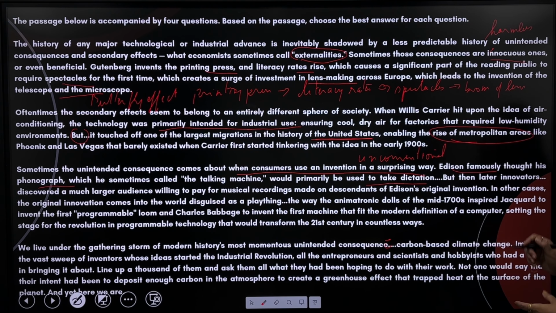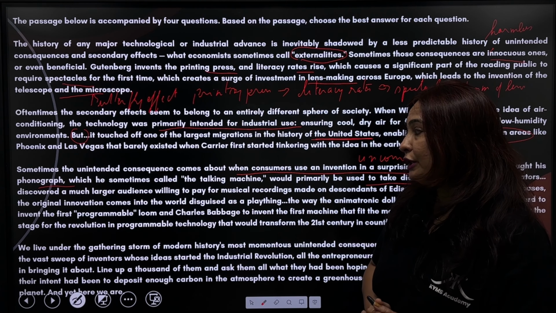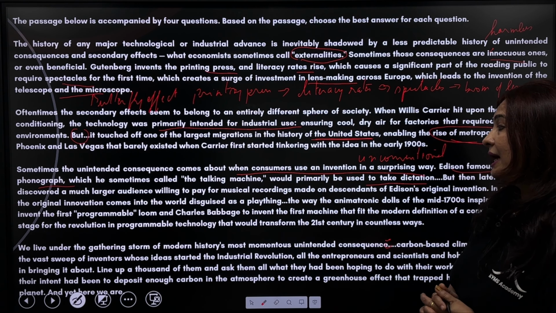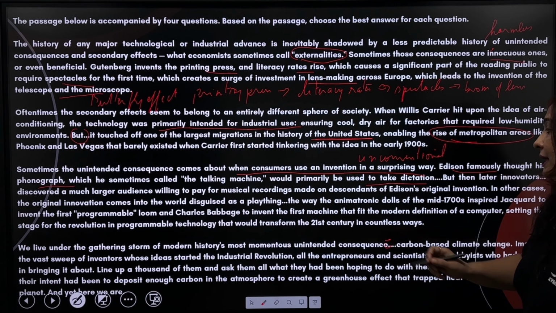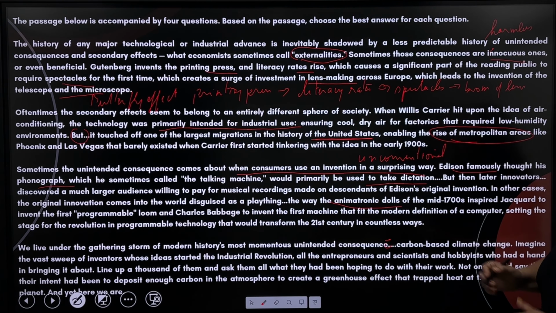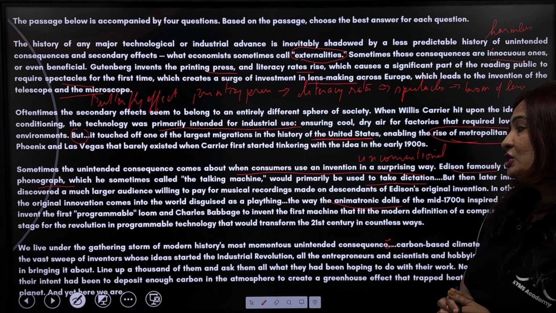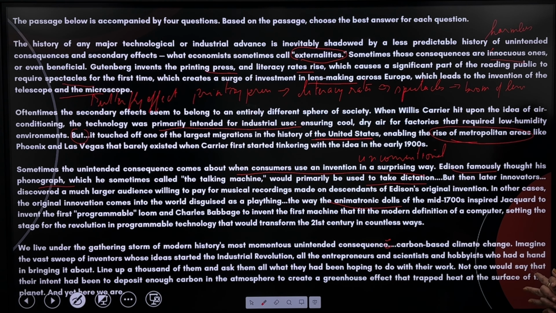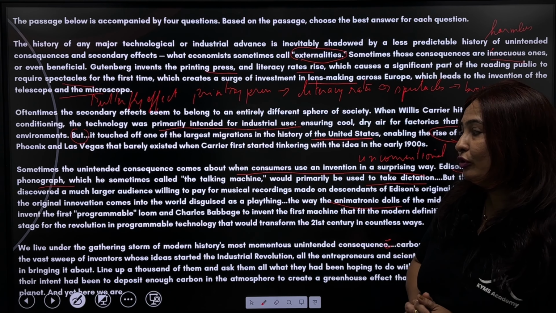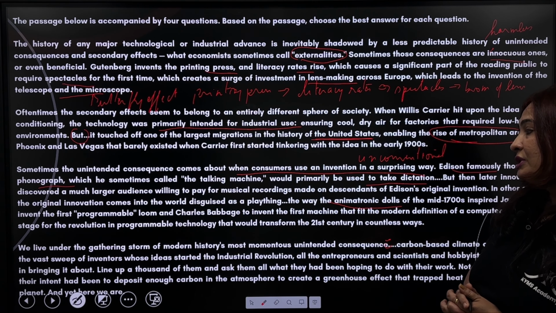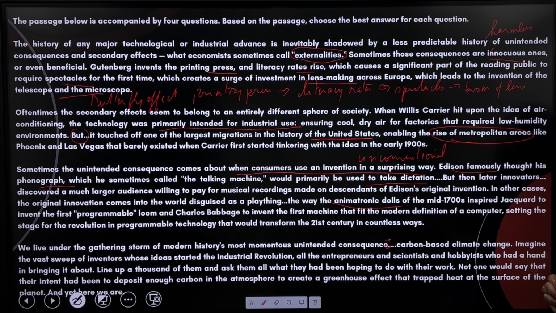original invention. In other cases, the original innovation comes into the world disguised as a plaything, the way the animatronic dolls of the mid 1700s inspired Jacquard to invent the first programmable loom and Charles Babbage to invent the first machine that fit the modern definition of a computer, setting the stage for the revolution in programmable technology that would transform the 21st century in countless ways.